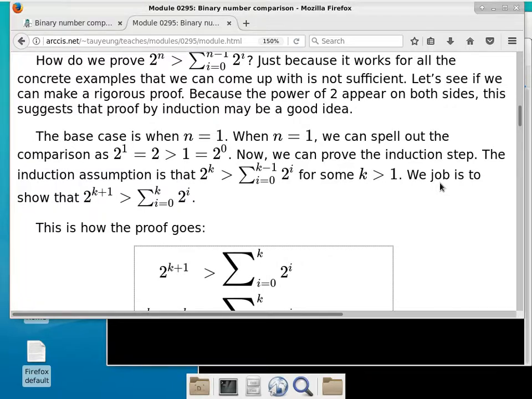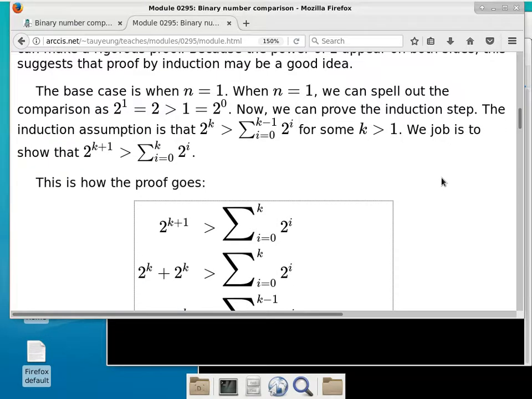So the next step is to break up the left-hand side. What did I do from step 1 to step 2 on the left-hand side? I changed 2 to the power of k plus 1 into 2 to the power of k plus 2 to the power of k. Is that okay? Because I separated one power of 2 out of the exponent, so it becomes 2 times 2 to the power of k. But 2 times something is just that something added to itself, so it becomes 2 to the power of k plus 2 to the power of k. Is that okay? Nothing was done to the right-hand side.